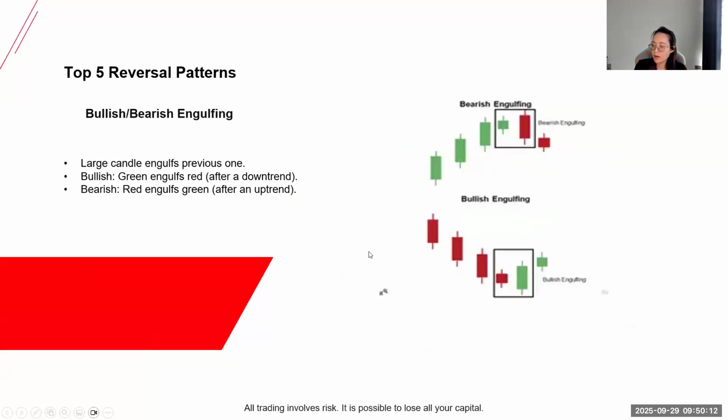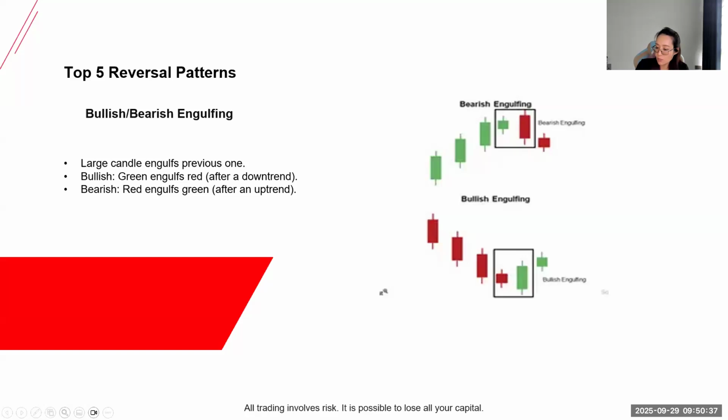And another one, we have the bullish and bearish engulfing candle. This one we already know how to identify. Basically, the last candle engulfed the previous one. This is the bearish, right? The present candle here engulfed the previous candle. You can see this is a bearish.